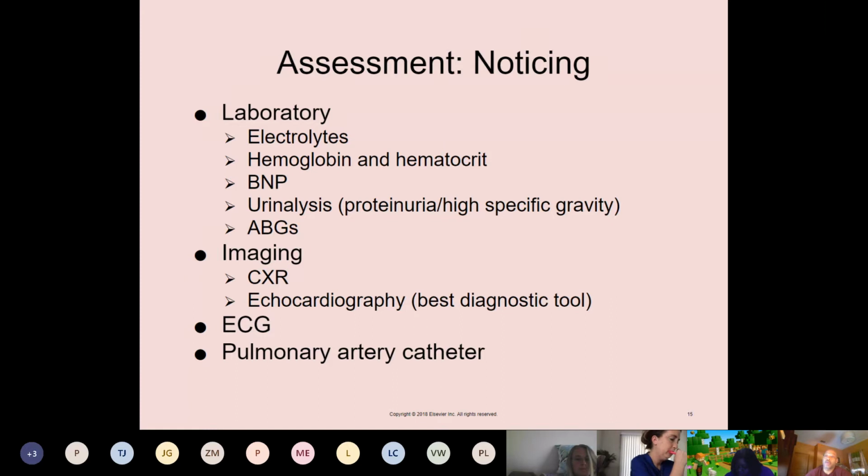Your ABGs can determine if there's hypoxemia, meaning the level of oxygen in the blood. Hypoxia is decreased oxygen in the tissues. Hypoxemia, that mia is blood. So decreased oxygen levels in the blood. So an ABG can reveal that.